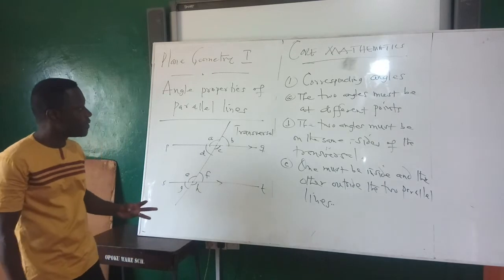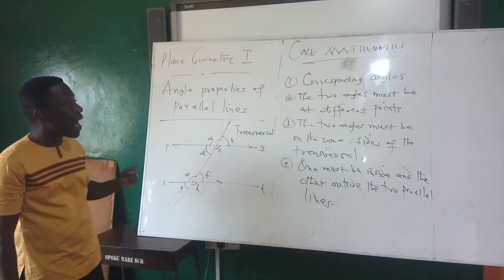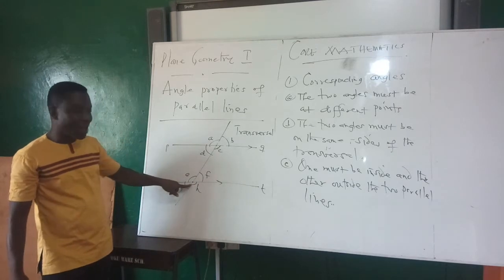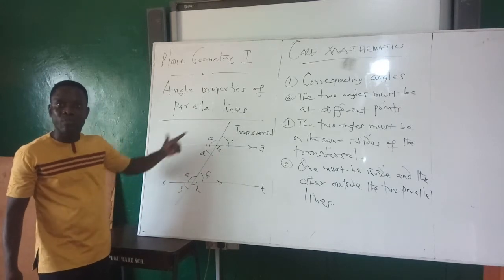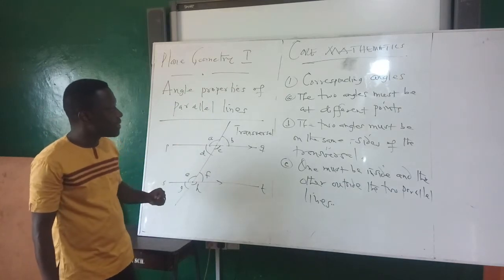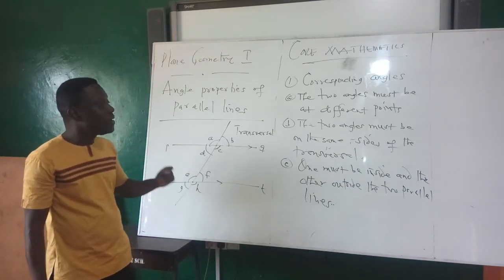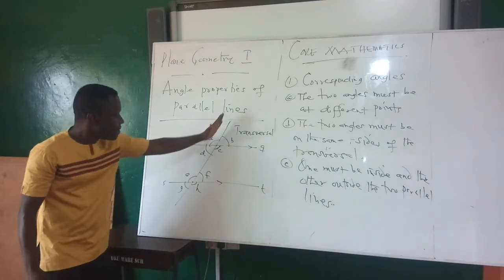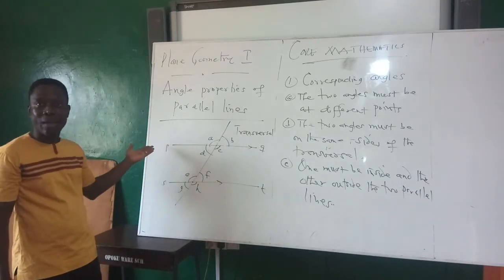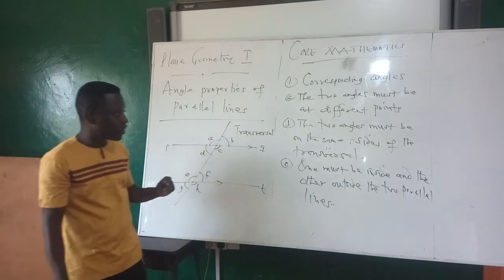In the first place, look at it, the two angles are at different points. For example, A is at this point and E is at this different point. So they are at two different points, and that first condition is satisfied. The second condition is that the two angles must be on the same side of the transversal. This is my transversal. A and E, both of them are on the left hand side of my transversal. So the second condition is also satisfied.